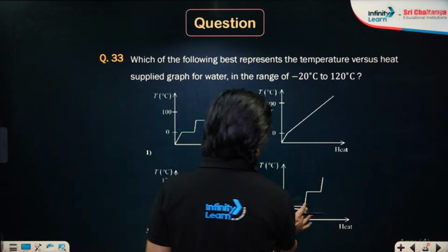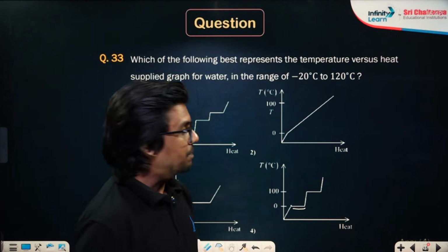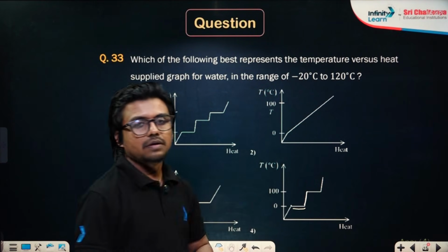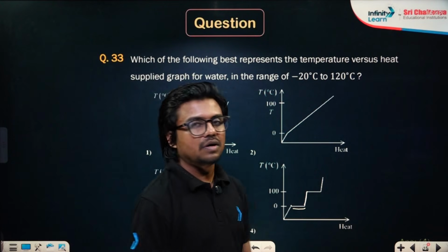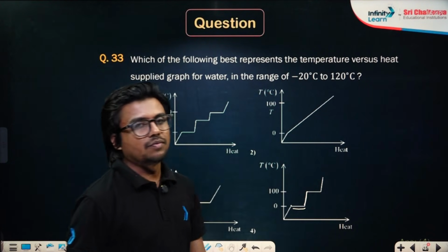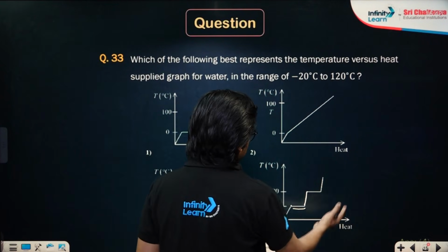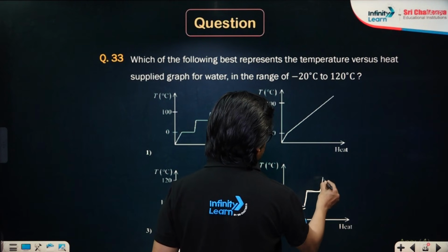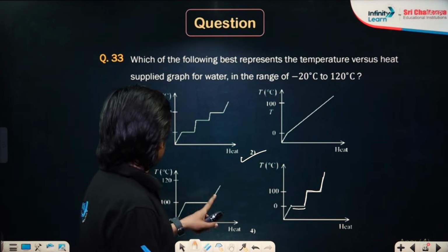After the complete melting of the ice, temperature starts increasing along this path. Here temperature starts rising up to 100 degrees Celsius. Then again temperature becomes constant, and the water starts changing its phase into steam, and temperature is constant. Then again the temperature will start rising. So the second one is the correct option, not this one.